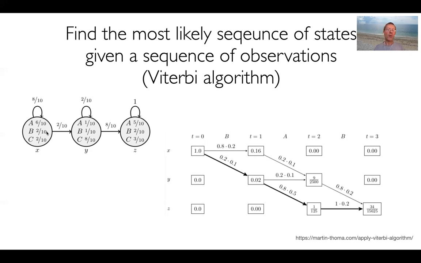But we do have another option as well. We can go straight to Y, and the transition probability is 0.2, and then generate a B, and the emission probability is 0.1. So the probability to go to Y and emit a B is 0.2 times 0.1, so 0.02. So after the first step, the probability to have emitted a B and be in X is 0.16, B and Y is 0.02, and of course we haven't been able to reach Z yet, so the probability to be in Z is still 0.